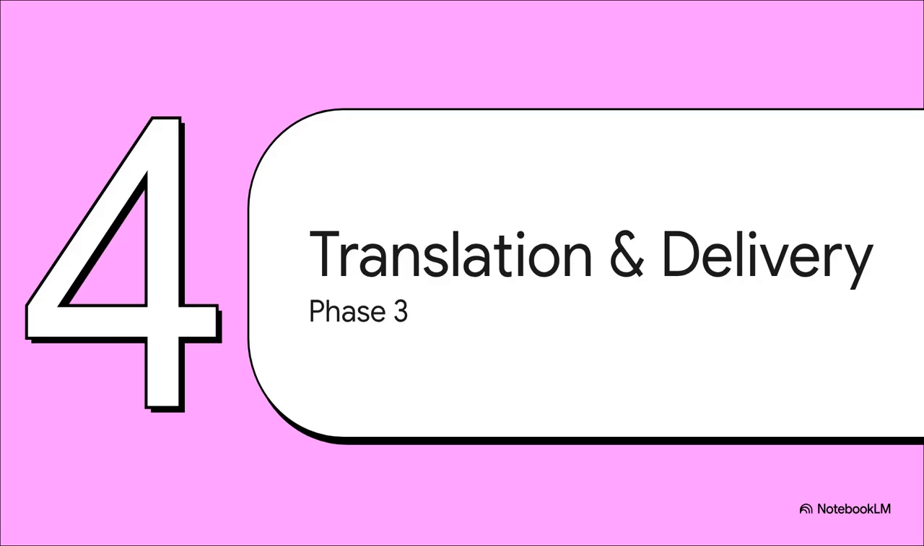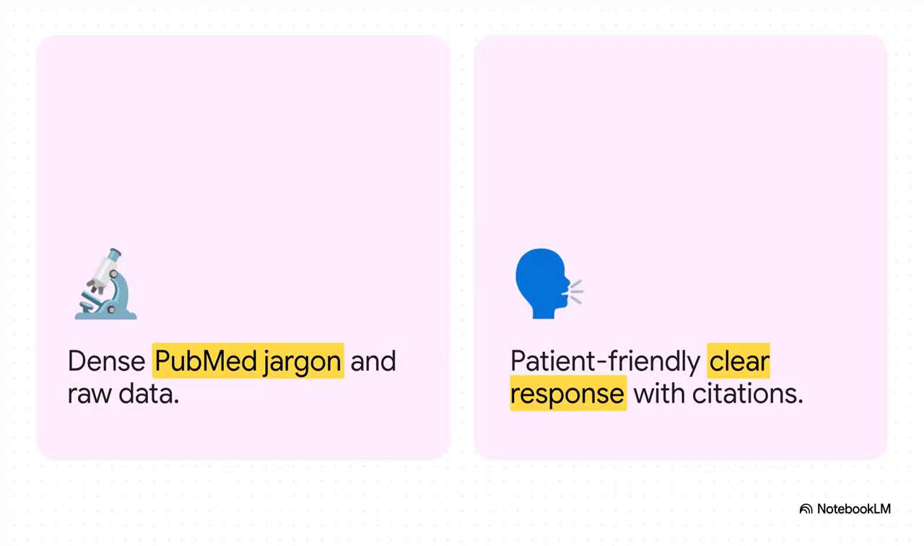Which brings us to Section 4, Phase 3, Translation and Delivery. Here is where you see the incredible translation power of the system totally shine. It takes dense PubMed clinical jargon, stuff that would completely overwhelm your average patient, and transforms it into a clear, patient-friendly explanation, all while maintaining absolute medical accuracy. And importantly, it provides crystal clear source citations. The user can see exactly where that medical evidence came from, which builds a ton of trust.